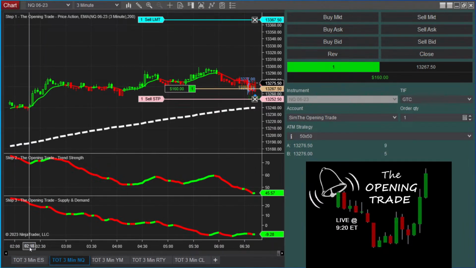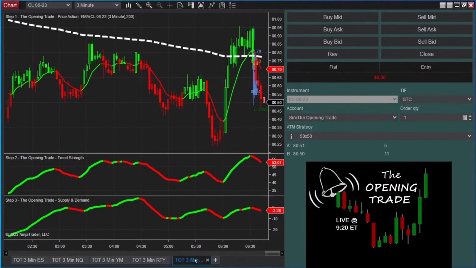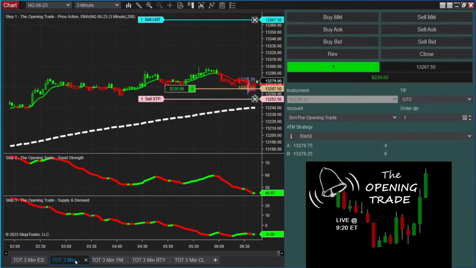So we're in an automated trade here on the NASDAQ. It's doing well. Here's the S&P 500. It's in an automated trade and it's starting to gain. Crude oil, there's still no automated trade yet.